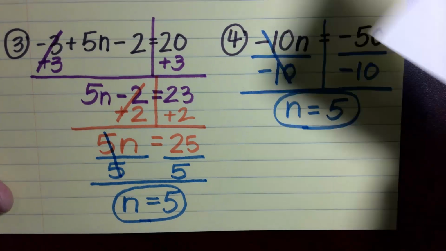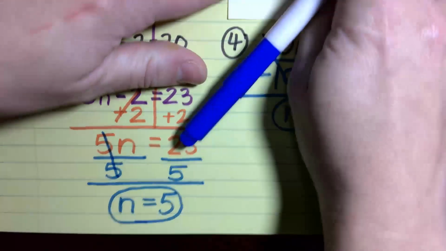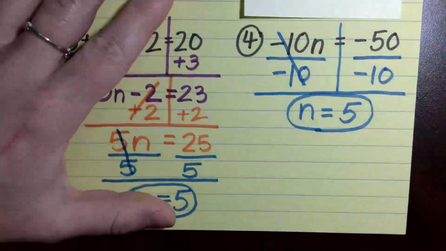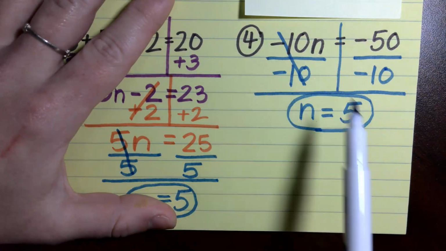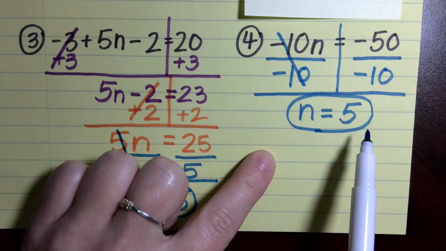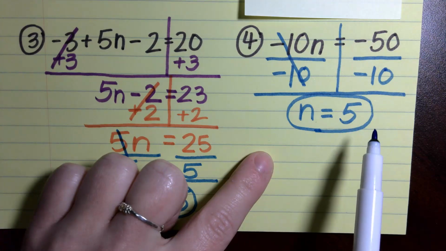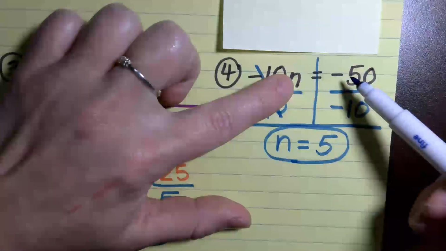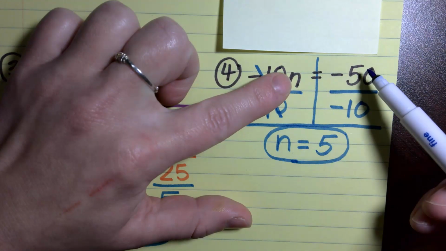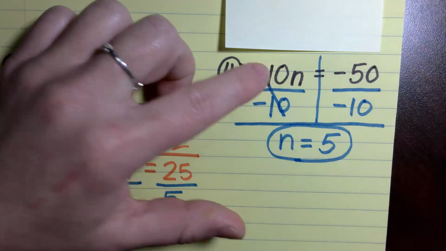Here, let's review our negative rules real quick. I got it wrong, so I didn't put a negative by the 5. Which one? Did you get n equals 5? Yeah, that's correct. So we had two negatives here, -50 and -10. They canceled, it gave you a positive. You're good.